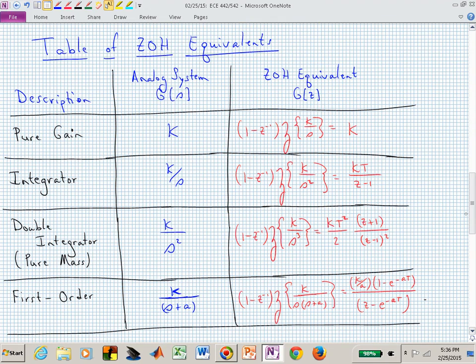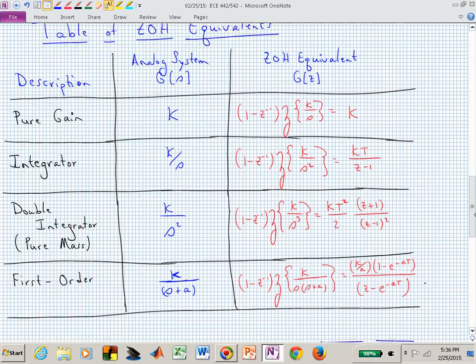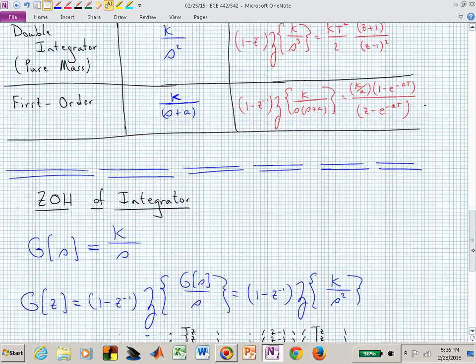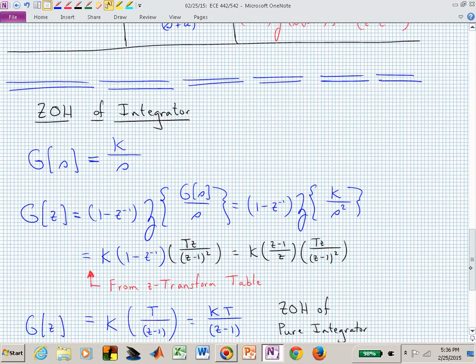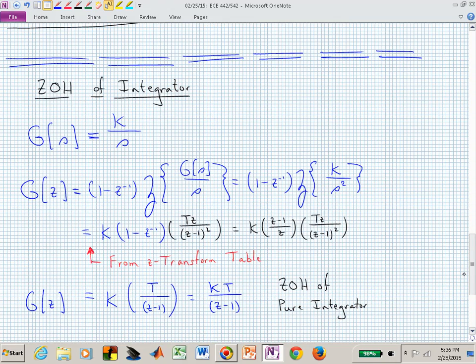There's the table, maybe a better way of examining it with a different magnification. Here's what we did last time, just as a review, just to remind ourselves of what we were doing. We started with a particular G(s), and in this case it was an integrator, and we said let's find the zero order hold equivalent of that integrator.